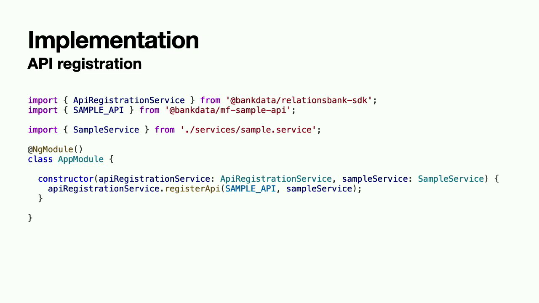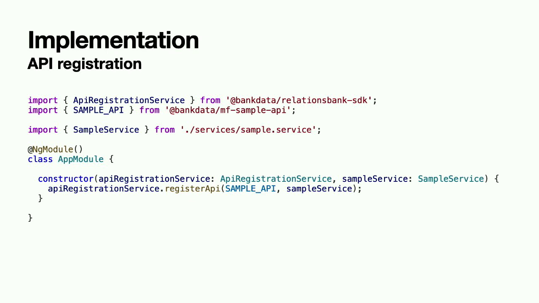Right. So how did we register this API? As I mentioned, you use the API identifier that you import from the NPM package, and you use this API registration service, again something from our SDK, and it has a register API method where you just give the API identifier and an instance of something that implements that interface, and that's it. So now we have registered this in one Micro Frontend application.